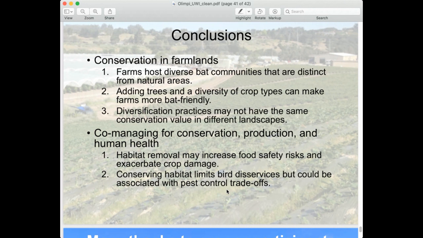So in recent years, there's been a lot of market pressure that has encouraged farmers to remove non-crop vegetation in an effort to exclude wildlife from farms and mitigate food safety risks. Our results suggest that habitat conservation does not increase pathogen prevalence or fecal contamination, and it could even exacerbate crop damage. So taken together, our findings suggest that conserving natural habitat in farming landscapes may help to limit the role of birds as both pests and pathogen reservoirs on farms. However, conserving habitat may also be associated with pest control trade-offs when diversified farms are in landscapes with high amounts of semi-natural habitat. Next slide, please.